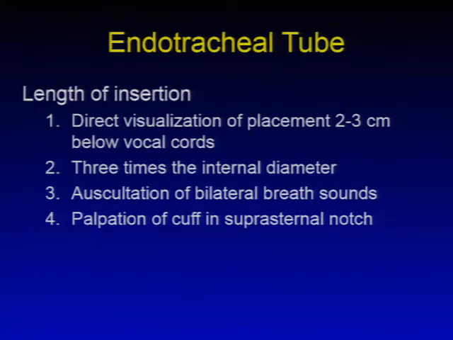The length of insertion of an endotracheal tube can be determined a number of ways, either in combination or individually. One would be direct visualization of placement of the endotracheal tube 2 to 3 centimeters below the vocal cords. You could also use the calculation that the distance from the lips is 3 times the internal diameter of the endotracheal tube. Auscultation of bilateral breath sounds can confirm appropriate placement. And finally, palpation of the endotracheal tube cuff in the suprasternal notch, and transmission of that palpation into the pilot balloon, can indicate proper placement of the endotracheal tube.